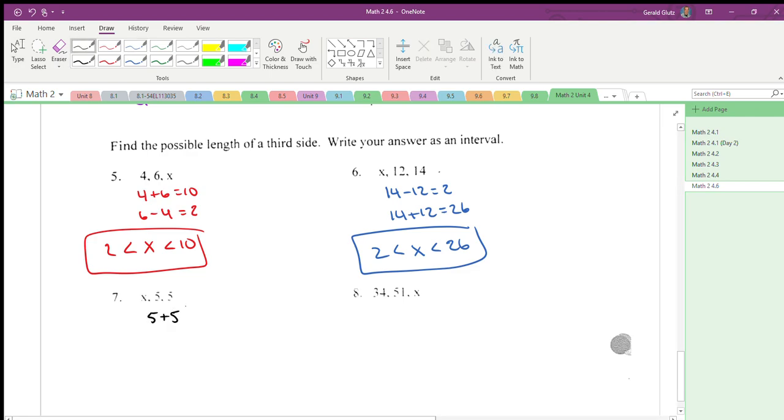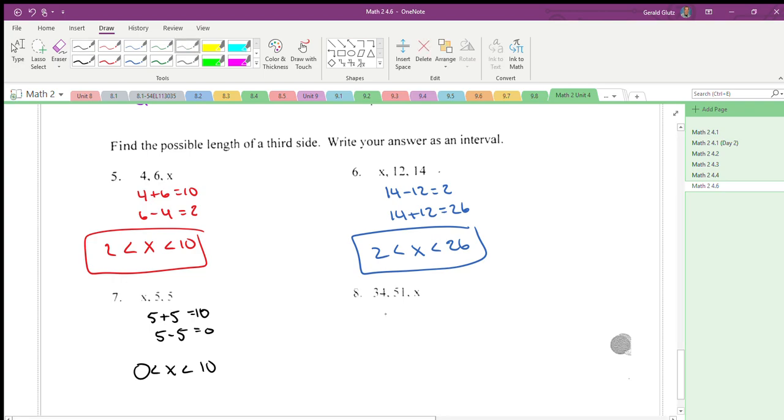5 plus 5 is 10. Oops. 5 minus 5 is 0. So that means x has to be in between 0 and 10. So notice it doesn't say equal to here. So this is still a possibility. X just has to be anything that's bigger than 0. So it could be like 0.1, or it could be a whole number. It could be 1, 2, 3. Just has to be in between 0 and 10.